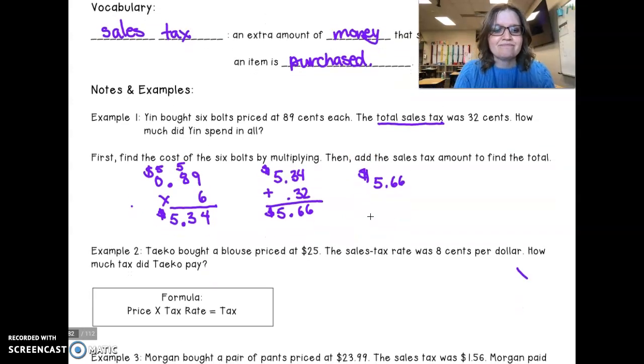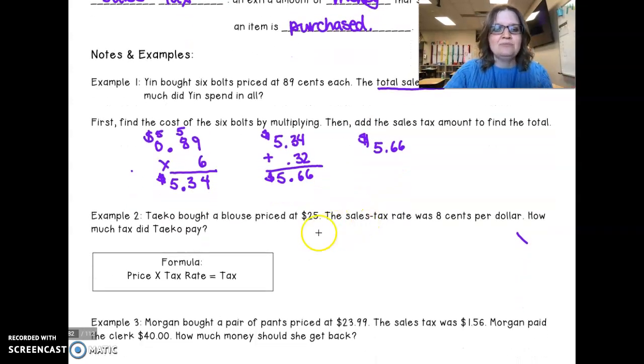Let's try another one. If you notice, there's a formula here. Takeo bought a blouse priced at $25. The sales tax rate was 8 cents per dollar. How much tax did Takeo pay? So 8 cents for every dollar. Then you have your tax. And so if the price was $25, then we would multiply that by 0.08.